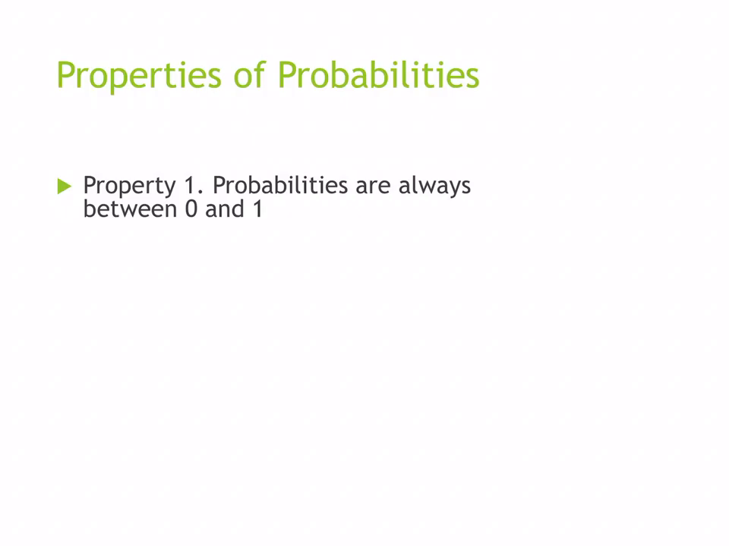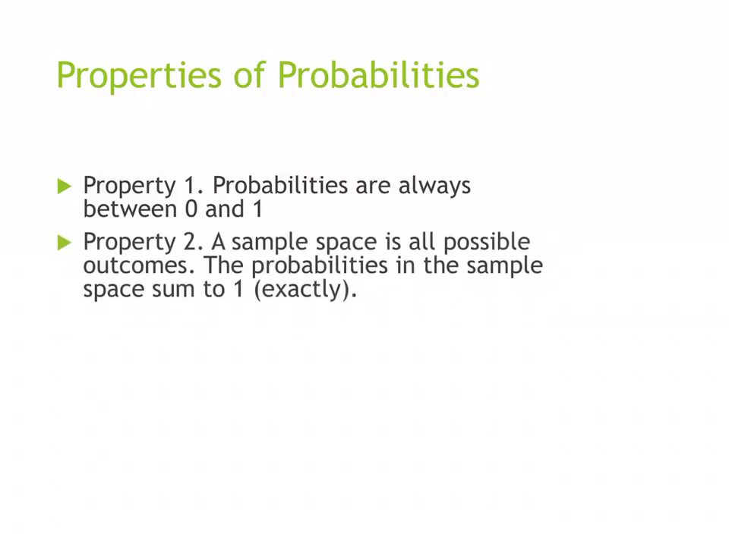And the first property is that probabilities are always between 0 and 1. Probabilities are always between 0 and 1. A probability of 0 means it's not happening, and so a probability of something happening has to be between 0 and 1, 1 being 100%.